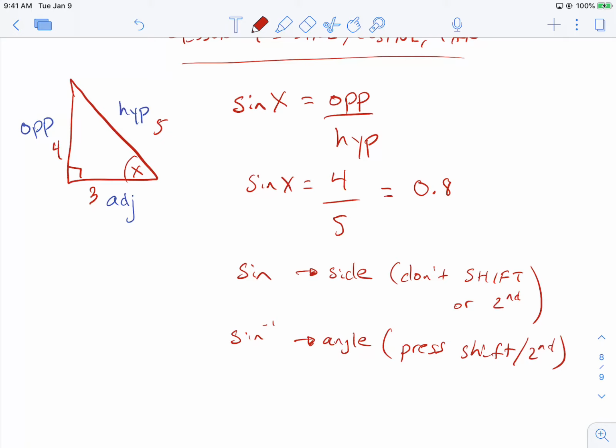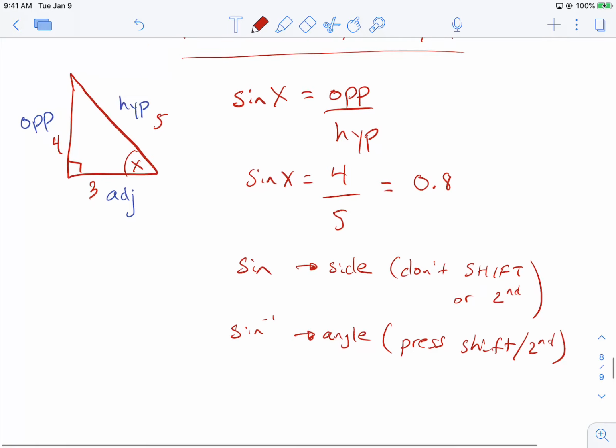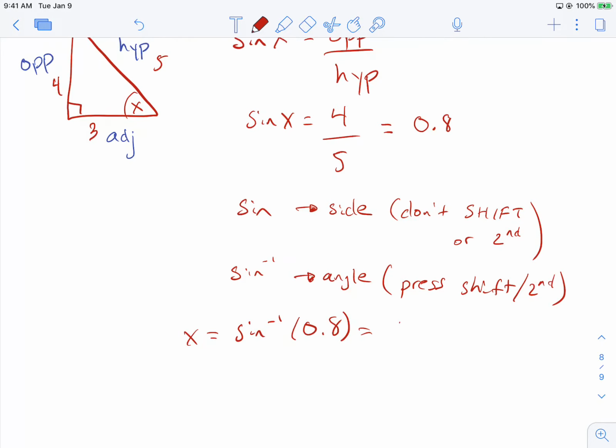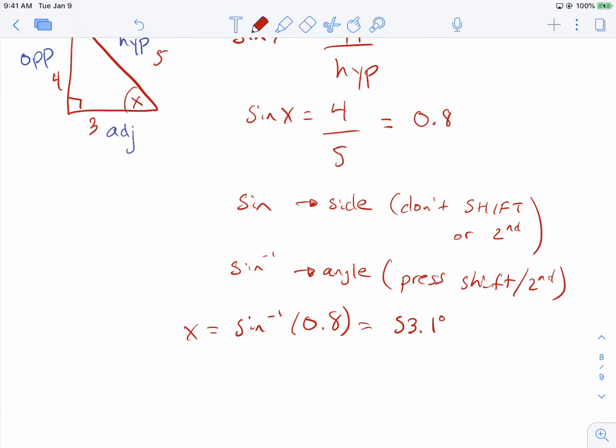Okay, so you might be using an app, you might be using a calculator, whatever you're using, you need to make sure if you're solving for a side, don't hit shift. If you're using it to solve an angle, you must hit shift. So in this question, we're going to get sine -1 of 0.8 is going to give me my angle x. And if I do that on my calculator, shift sine -1 of 0.8, that's going to give me an angle of 53.1 degrees.